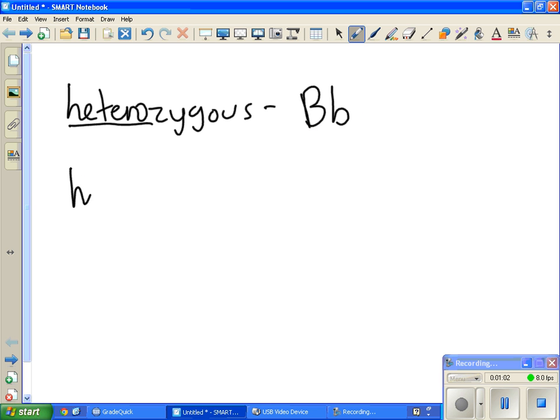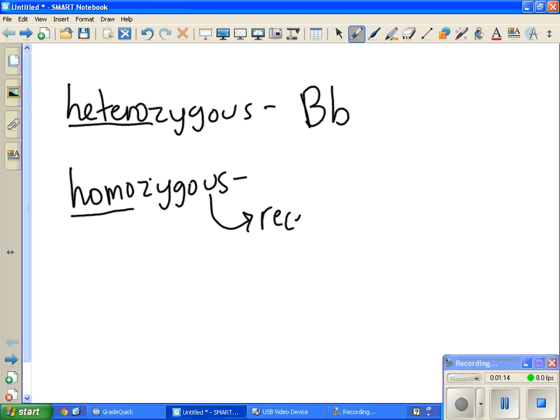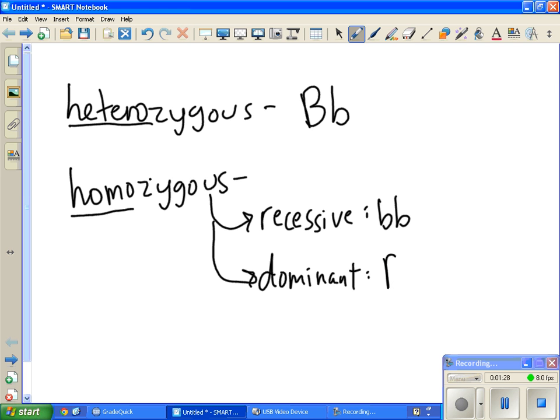Okay? Homozygous means that we're going to have the same alleles. So that can be broken down into two types. We can have homozygous recessive, and that would be little b. And then we have homozygous dominant, which would be big B, right? Still the same allele, but one of them is both recessives, one of them is both dominants. All right.